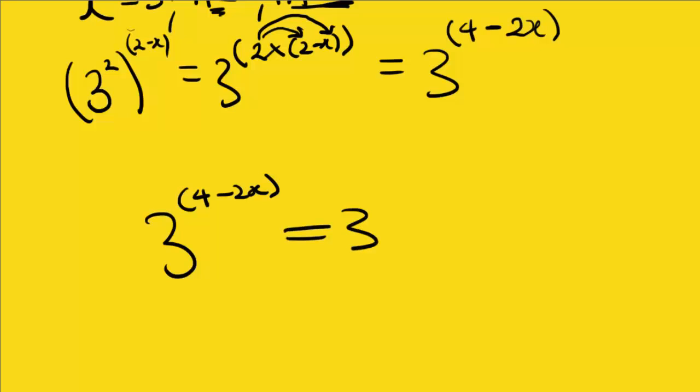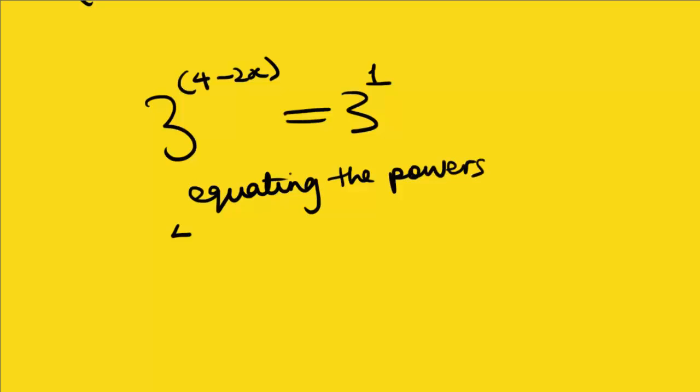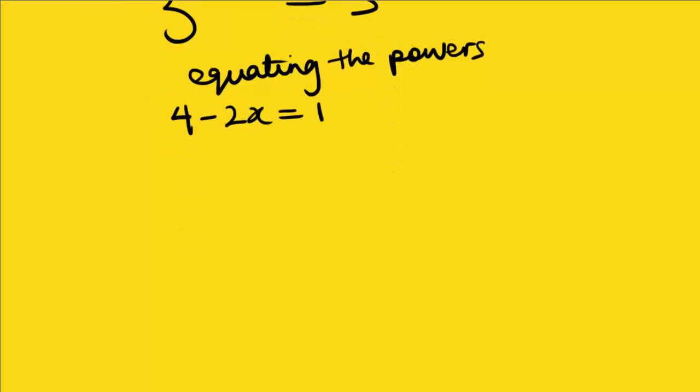We've just rewritten the left hand side in a form where we have the same base, so that we can equate the powers. Now we have the same base, we can equate the powers. Equating the powers gives 4 minus 2x equals 1. So now all we have to do is make x the subject of the formula. That just means isolate x.